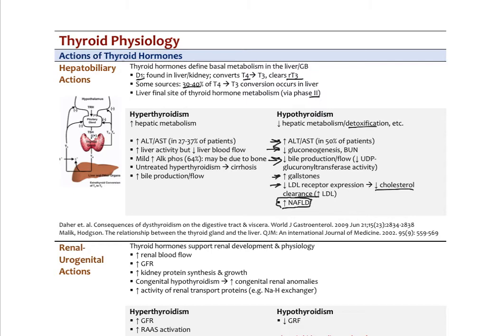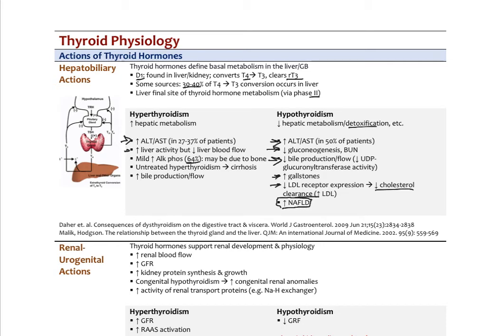In hyperthyroidism, we're going to see the opposite. Again, increased liver enzymes potentially, increased liver activity, but decreased liver blood flow. We're going to see mild increases of alkaline phosphatase up to 64%, and that could be due to bone turnover. So if you have a patient on thyroid medication, they show an increase in alk phos, that's a sign, hey, you're starting to see some bone loss. It could also mean many other things, so that's very nonspecific.